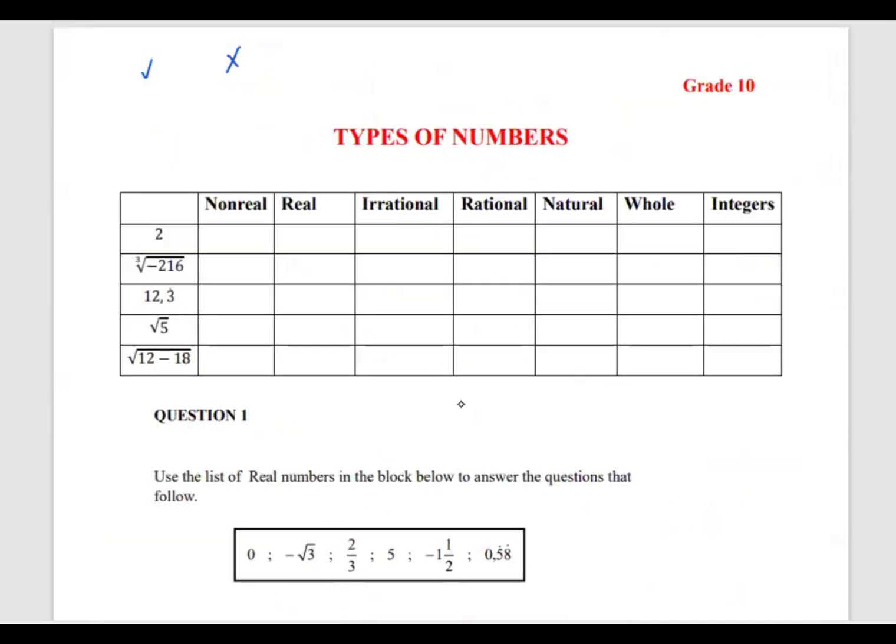Okay, let's see. We have 2. 2 is a real number, so I'll tick. Is 2 irrational? No, 2 is rational. But 2 can also be found amongst the natural numbers. 2 can be found amongst the whole numbers. 2 is also an integer. So all these ticks apply to the 2.